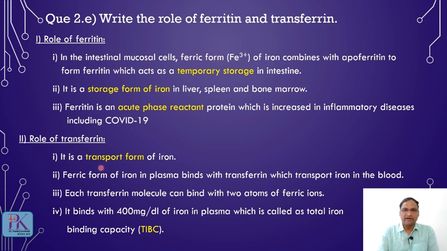What is the role of transferrin? It is a transport form of iron. One transferrin molecule combines with two atoms of ferric ions. The ferric form of iron binds with transferrin, which transports iron in the blood. Next, you have to mention TIBC, total iron binding capacity. The transferrin molecule binds with 400 milligram per deciliter of iron in the plasma, and this binding is called total iron binding capacity. So this is the role of ferritin and transferrin. Ferritin is a storage form, transferrin is a transport form. Okay, let's see the next.